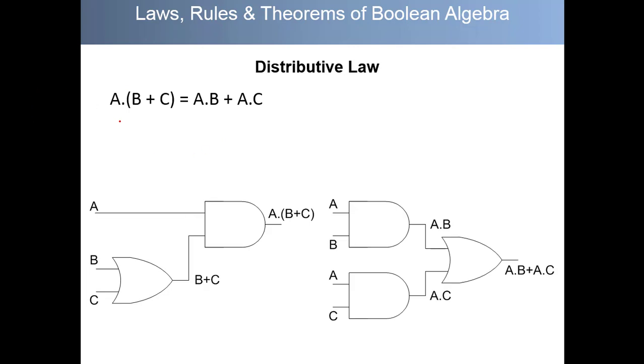The distributive law states that if we have three binary variables a, b and c, then a and (b plus c) is equal to a and b plus a and c. It means we are distributing this multiplication over these two variables.